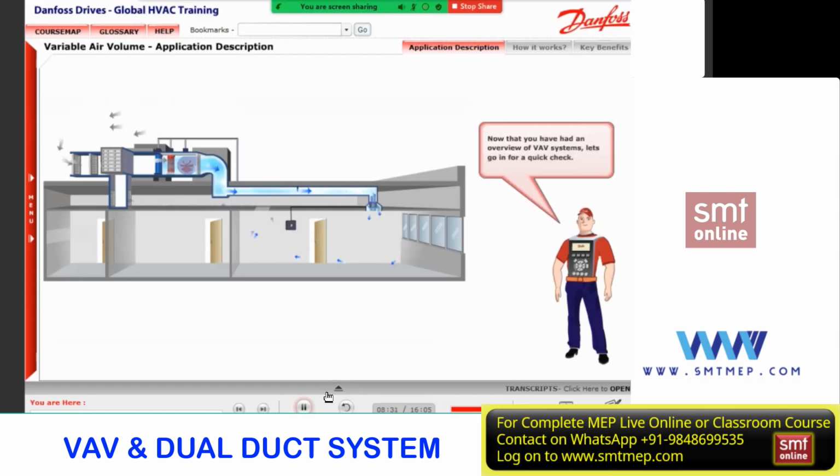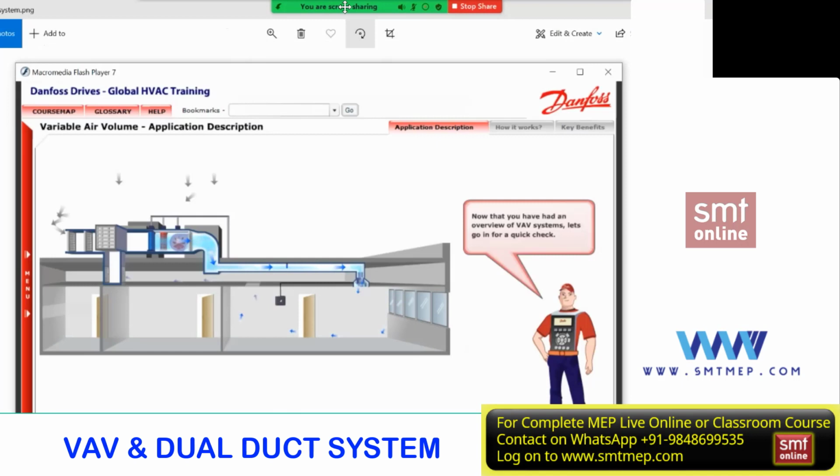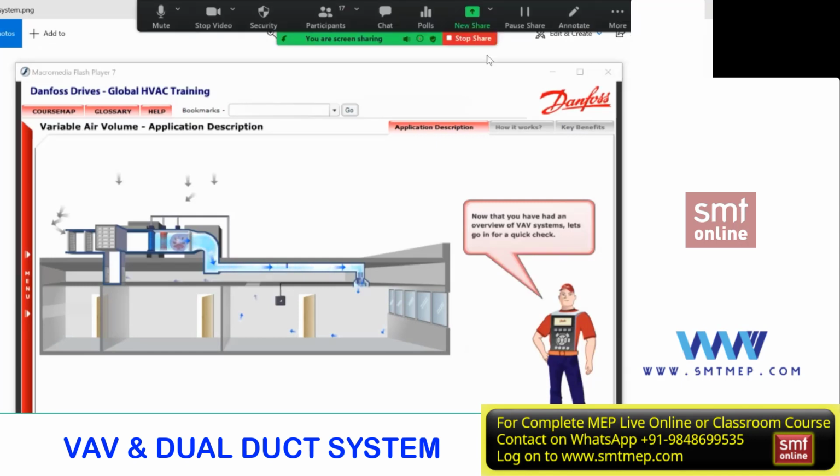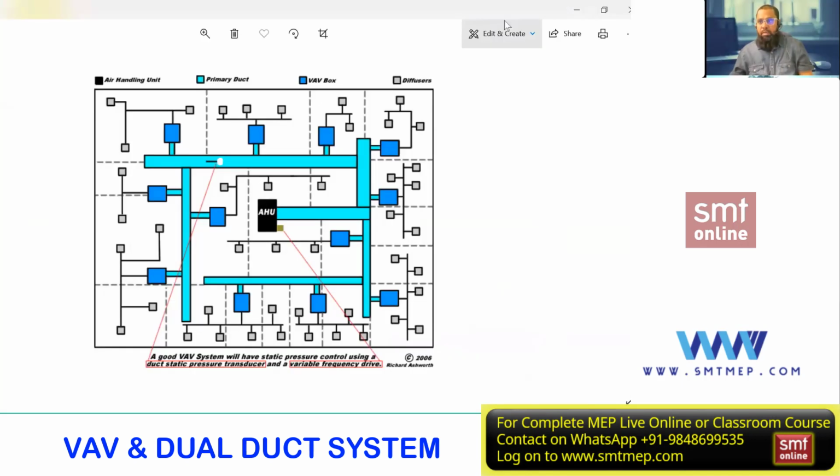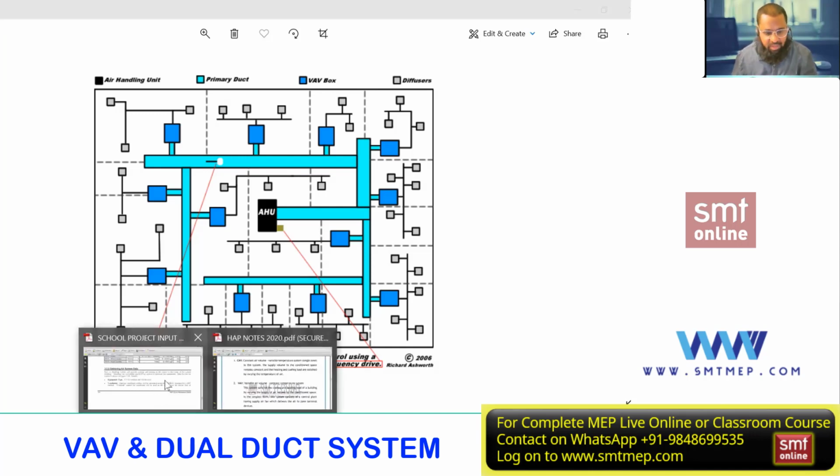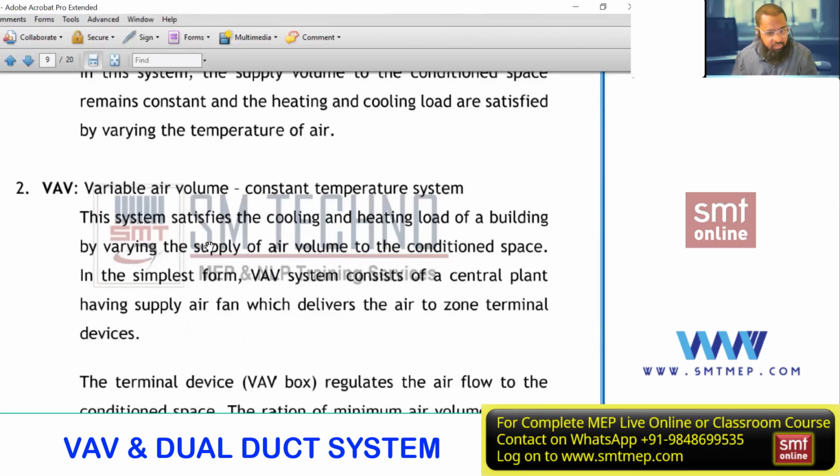Now that you have had an overview of VAV systems, I think you got the idea. Next, so this is about a VAV system. Now we'll talk about dual duct. One more. Not commonly used, but this is also one system related to the air side. The topic is dual duct. But before this, some advantages and disadvantages of this VAV.